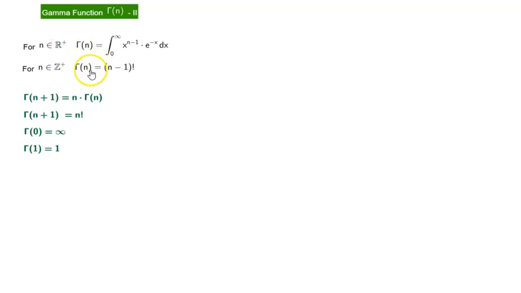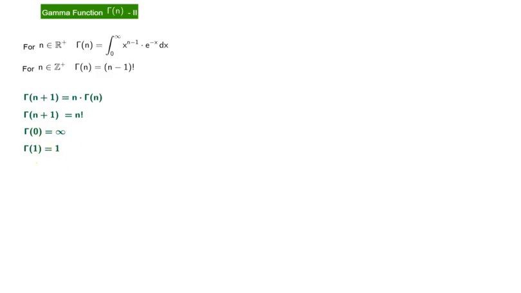In the previous session, we have looked at the gamma function and we have looked at some of the, let's say, identities. Gamma of n plus 1 is equal to n times gamma of n. Gamma of n plus 1 is equal to n factorial. Gamma of 0 is infinity and gamma of 1 is equal to 1.